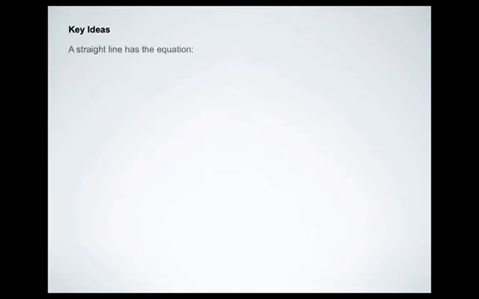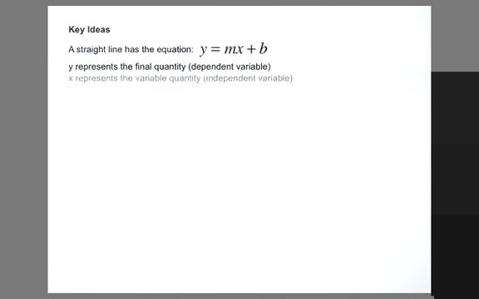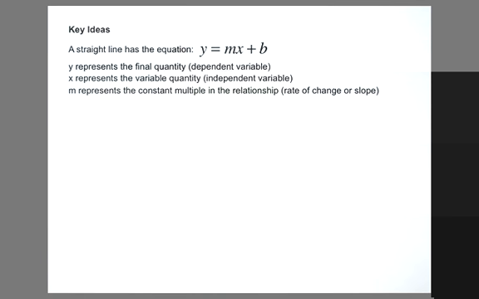The key ideas here. A straight line has the equation y equals mx plus b, where y represents the final quantity of the dependent variable, x represents the variable quantity, the independent variable, m represents the constant multiple in the relationship, which we refer to as the rate of change or slope, and b represents the constant, the y-intercept or the initial value of y when x equals 0.